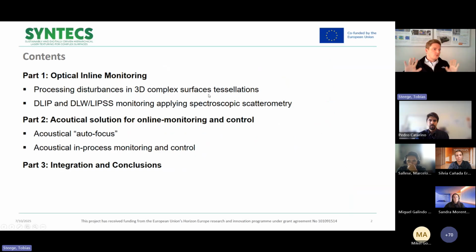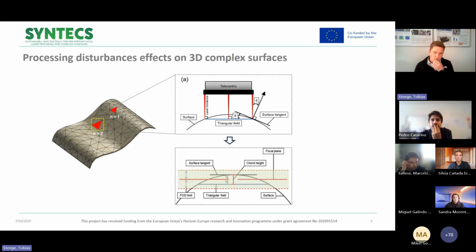I will speak about two approaches we tested: an optical approach and an approach where we recorded the acoustical emission of the process itself. But first, let me tell you shortly why we did this. The goal of the project was to texture 3D parts with a micro texture with DLIP, as shown in the presentation before.